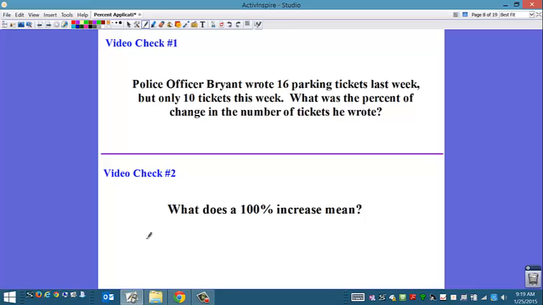And then video check number 2, what does 100% increase mean? If you are increasing the price 100%, what does that mean? If you need to use a numerical example, put some numbers in an example, that's fine, go ahead and do so. And that's the end of this video.